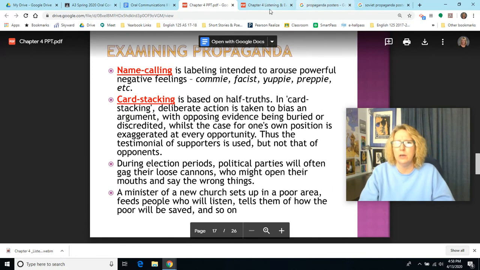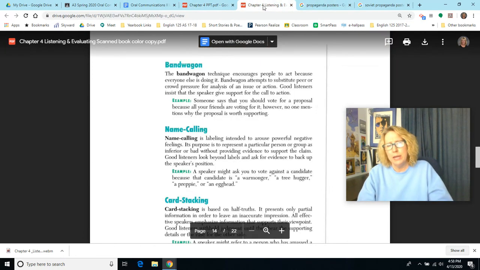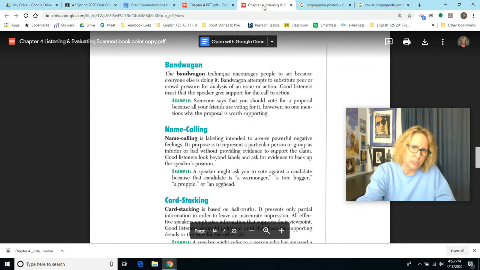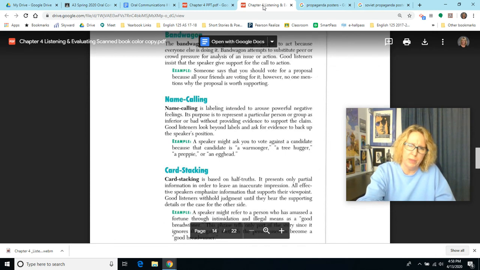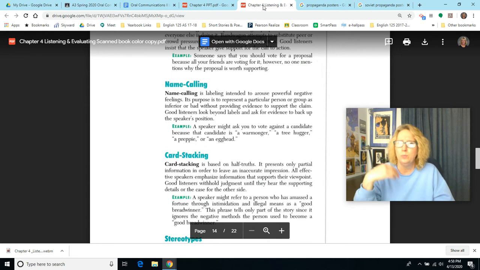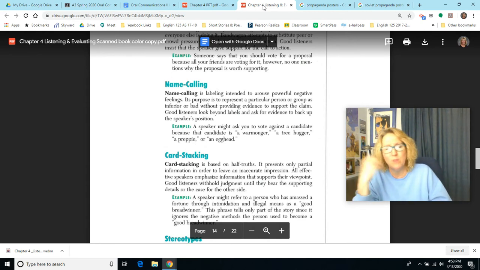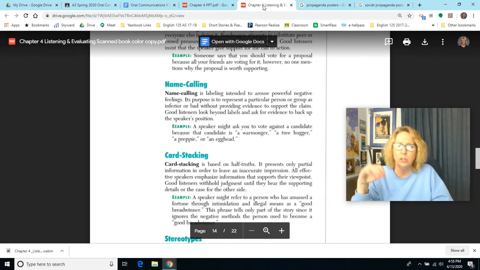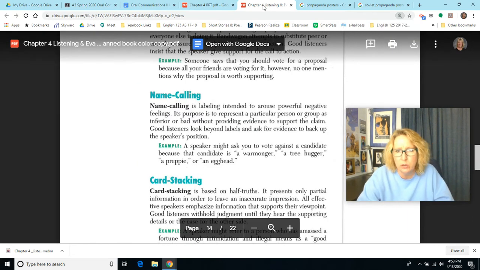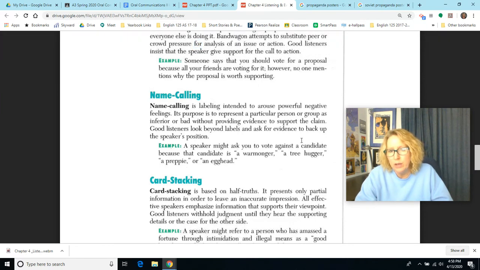All right, we can see name calling is coming up. So name calling is just like what you think it is. You label people. It arouses powerful negative feelings. You present a particular group in often a very bad way, but good listeners look beyond labels and they look for evidence. So it says here in your book, I'm going to increase the size just a little bit. It says a candidate might ask you to vote against another candidate because that candidate is a warmonger or a tree hugger like a hippie, or you can be a preppy or an egghead.